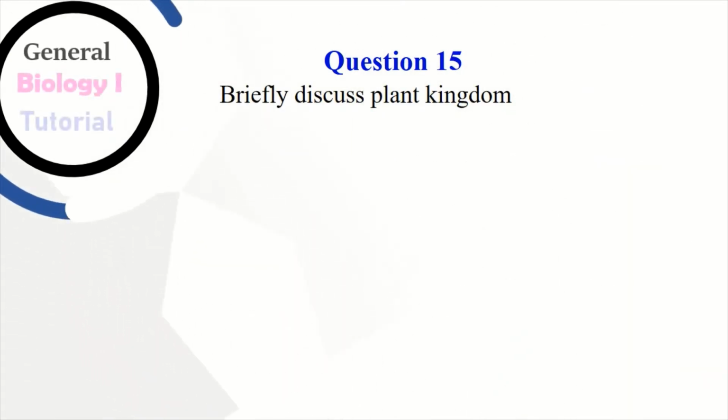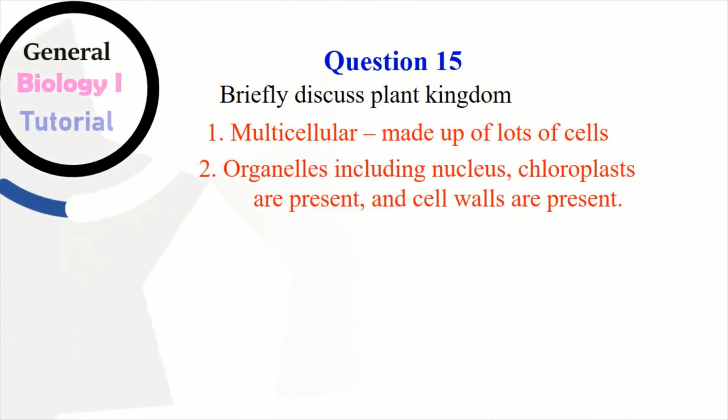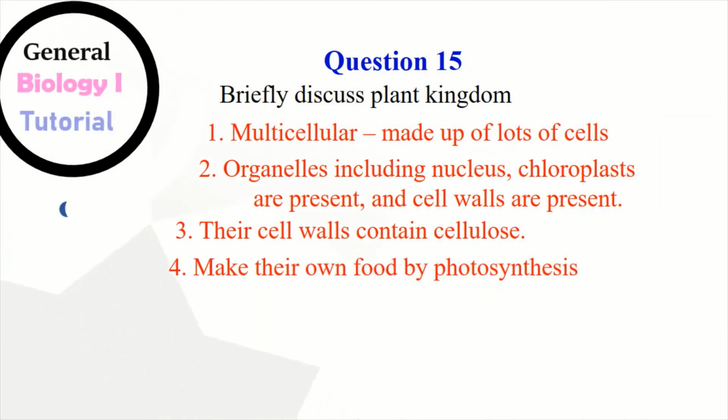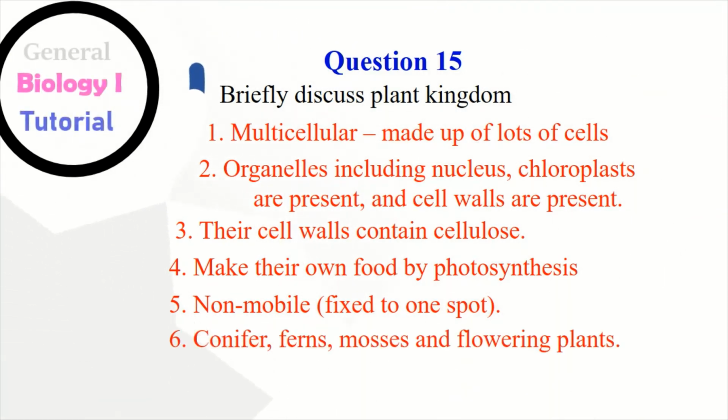Question 15. Briefly discuss the plant kingdom. 1. Multicellular, made up of lots of cells. 2. Organelles including nucleus and chloroplasts are present, and cell walls are present. 3. Their cell walls contain cellulose. 4. Make their own food by photosynthesis. 5. Non-mobile, fixed to one spot. 6. Conifers, ferns, mosses and flowering plants.